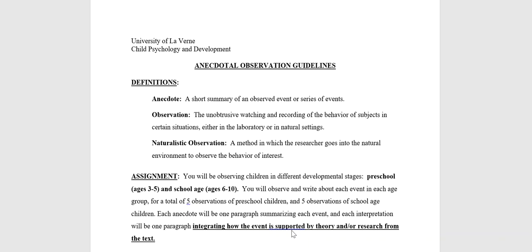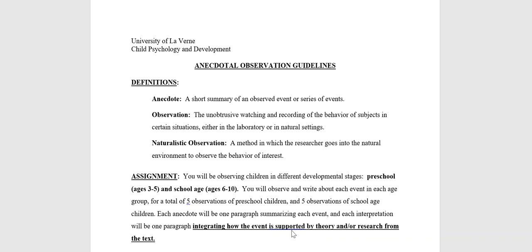Hi, this video is about both the preschool and the school age anecdotal observation assignments. So, an anecdote is a short summary of something that was observed. It is strictly facts, details, what was seen, what was heard. Observation is unobtrusive watching and recording of behavior.